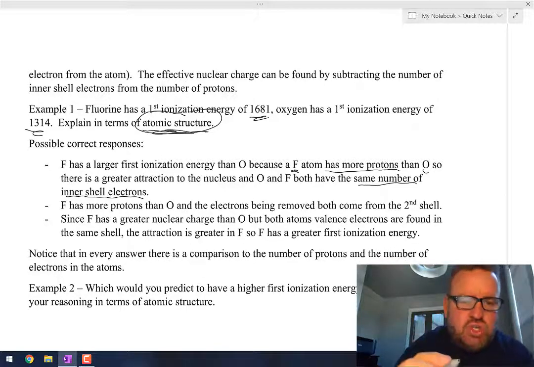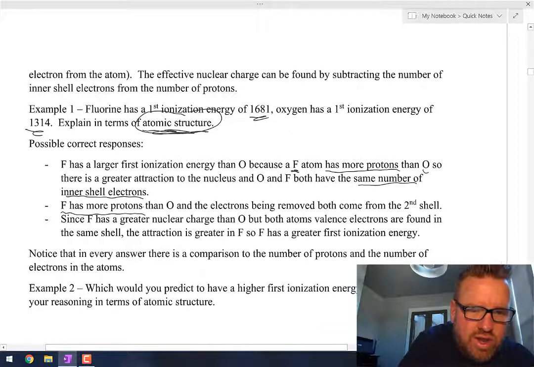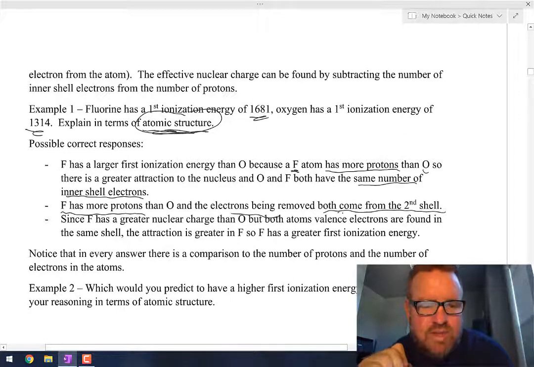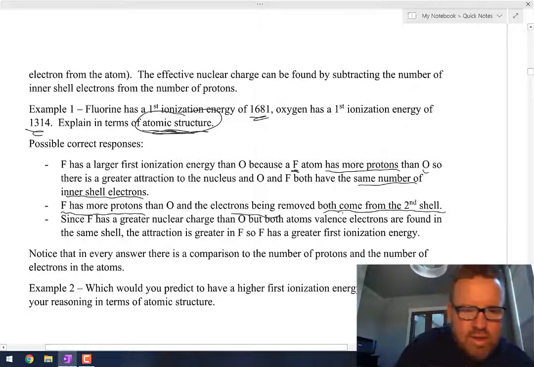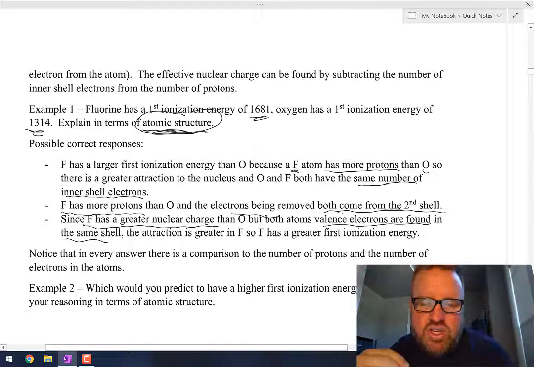Another way you could say it, a much shorter way: fluorine has more protons than oxygen. Again, what am I looking for? Fluorine has more protons, and the electrons being removed both come from the second shell. That's what I'm looking for in the answer. Next answer: since fluorine has a greater nuclear charge, and the valence electrons are found in the same shell, boom, done. The attraction is greater in fluorine, so fluorine has a greater first ionization energy.